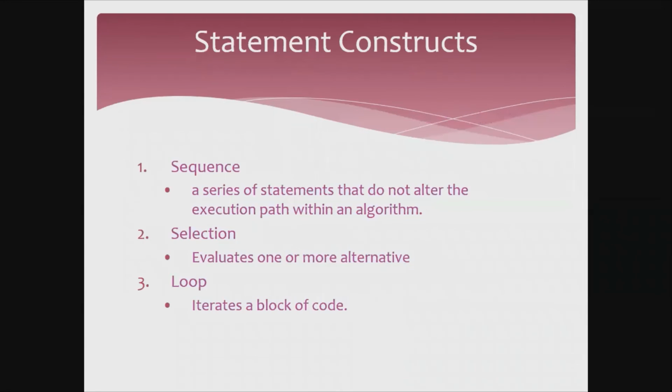Now, we all know that there are different types of constructs or statements when we are dealing with algorithms. The easiest one is the sequence. When you say sequence, it's just a series of statements that do not alter the execution path within an algorithm. For example, you have the start, then you input the value, then process whatever you need to perform, like getting the sum. You input two numbers, process the sum, and then output the sum. So that's just a sequence.